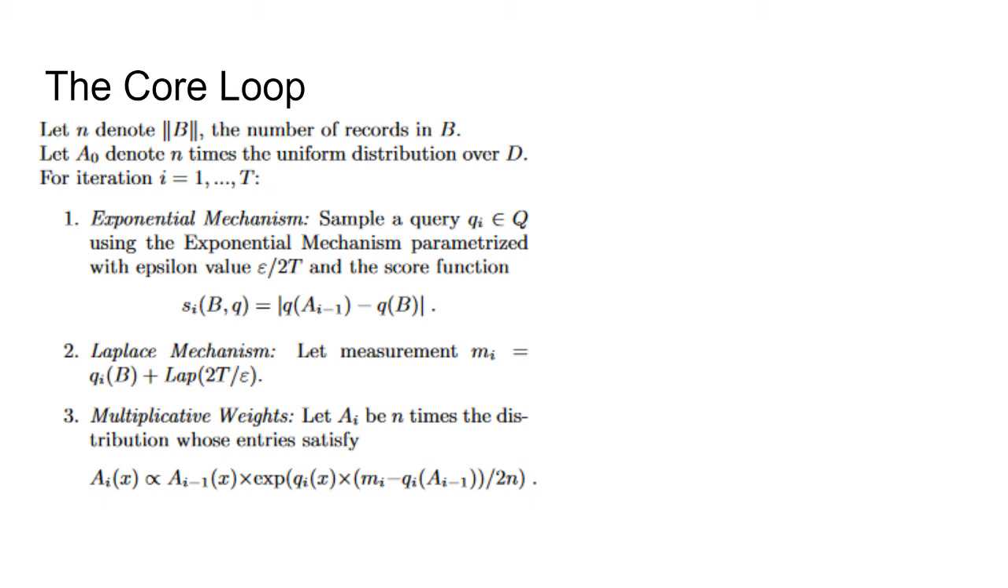Then we're going to measure it, using the Laplace mechanism in order to make sure that's differentially private. And then we're going to re-weight our dataset. We're going to multiply all of our records by e to the power of the result of running the query on that specific record, rather than a dataset, times the difference between our measurement and our current global answer, and we're going to divide all that by 2n. And that's going to probably be too large or too small. So we're going to then rescale that to have the proper number of records using n.